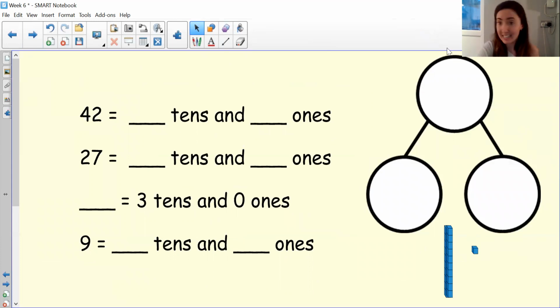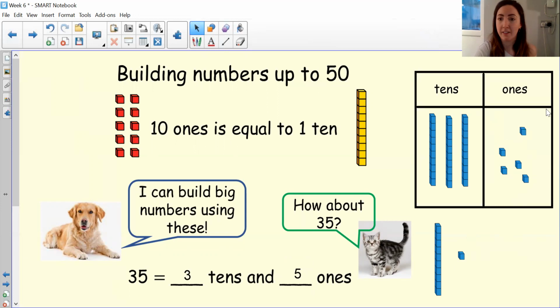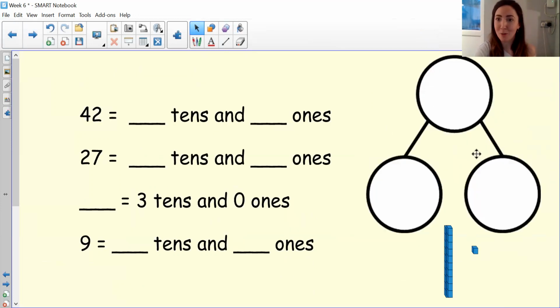Now we're doing the exact same thing, but this time instead of representing it like this, we're going to represent it in a part-whole model. Okay, so we'll do the first one, or I'll do the first one. Then we'll do the next one together, and the last two you can have a try at doing with the screen paused. So what number is this?